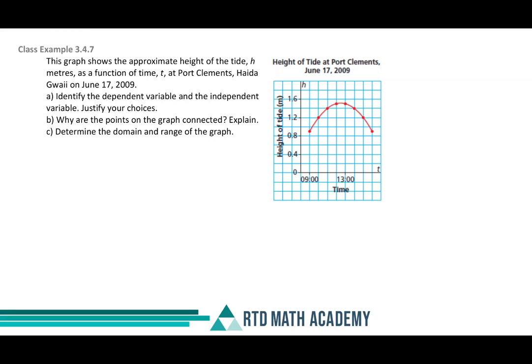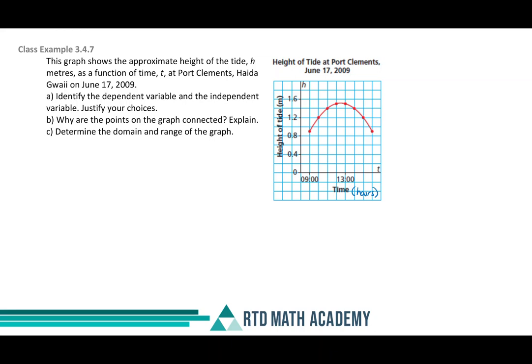Class example 3.4.7. This graph shows the approximate height of the tide as a function of time at Port Clemens in Haida Gwaii on June 17th, 2009. Okay, a couple of things to note here. Time is being represented by T and height is being represented by H. We've got units of meters and it looks like we're going in hours here for our time.